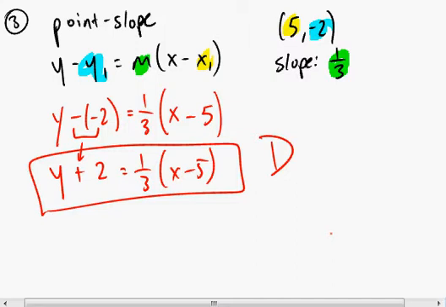Any questions about number 3? No? CS, you have a question? No? I thought your hand was up, sorry. Okay, I'm going to clear this off here. Cynthia, are you cool with that? Okay. Number 4.